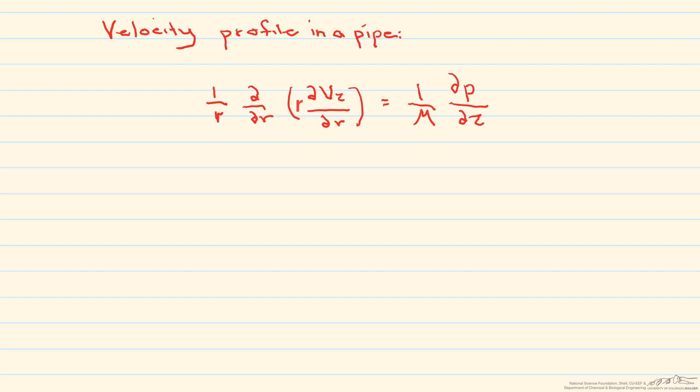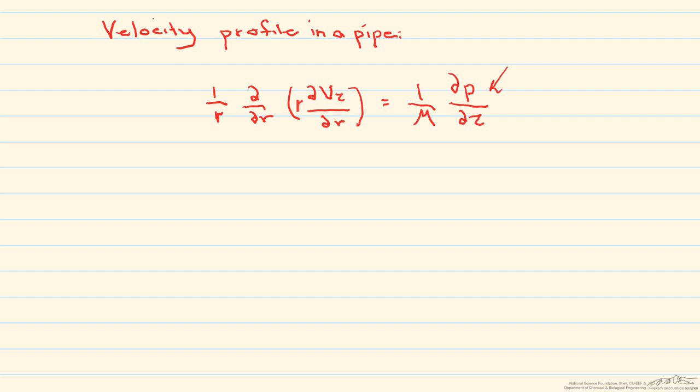So in this screencast, we'll show you how to find the velocity profile for flow through a pipe. We'll assume that this pressure gradient here is not a function of r or theta. As this is a second-order partial differential equation, we'll need to integrate it twice, resulting in two constants.